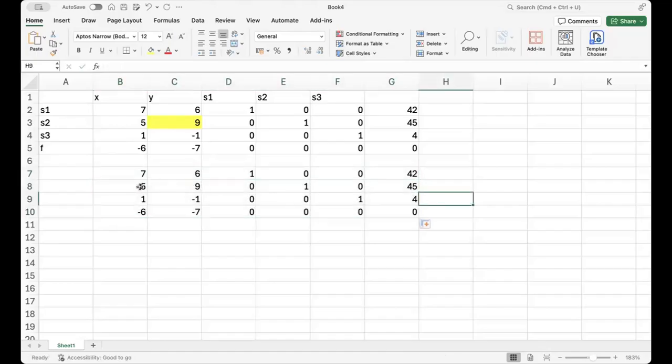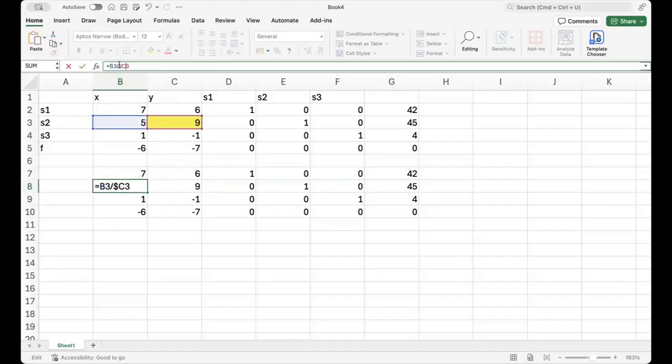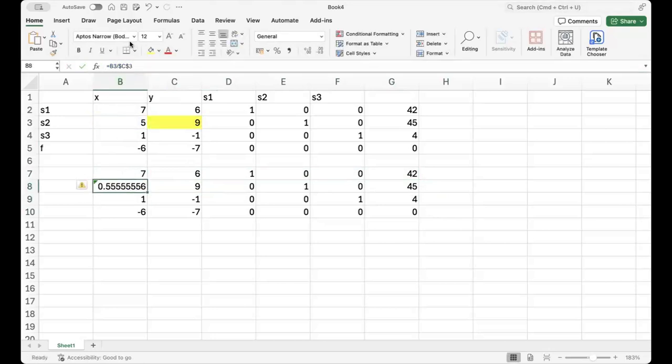Okay, but because this row is our pivot row, right? So it must be divided by C3, right? And this one must be constant. Even if you copy it, it must be constant, not change, right? Okay, so we obtain this, right?